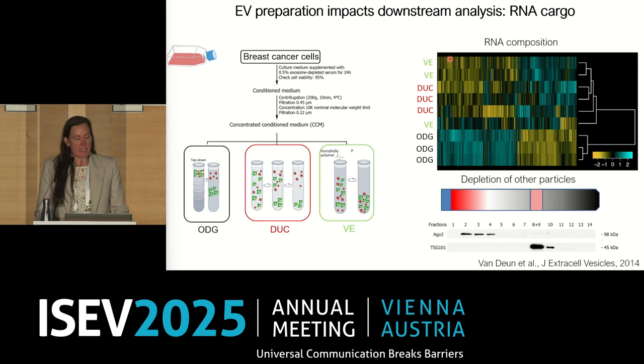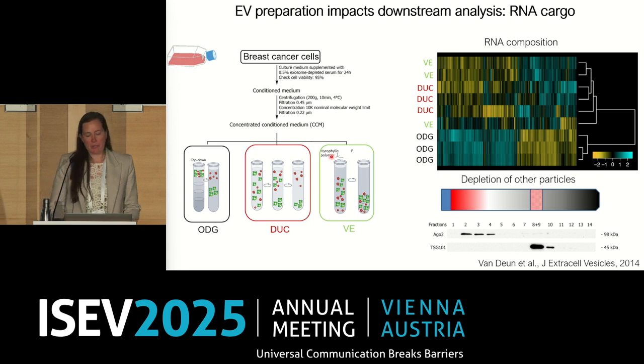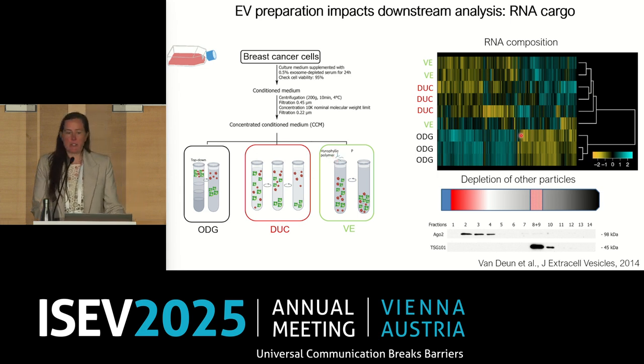So as a first example, here an experiment where we collected conditioned medium from breast cancer cells and we processed the conditioned medium downstream with three types of methods. One density-based method, a size-based method, and then also a volume-excluding polymer. And from these obtained extracellular vesicle preparations, we analyzed the downstream RNA composition. What we could observe is that the identification of the RNA cargo content significantly differed based upon the method that we used to prepare the extracellular vesicles.